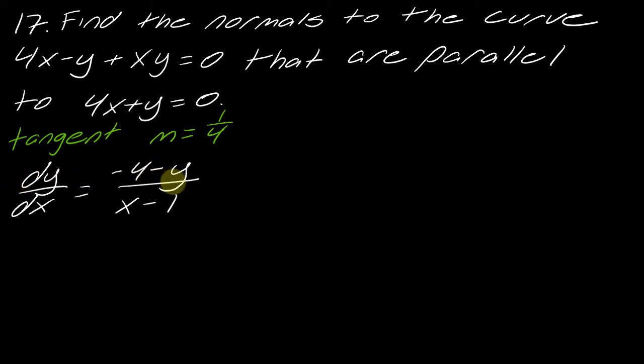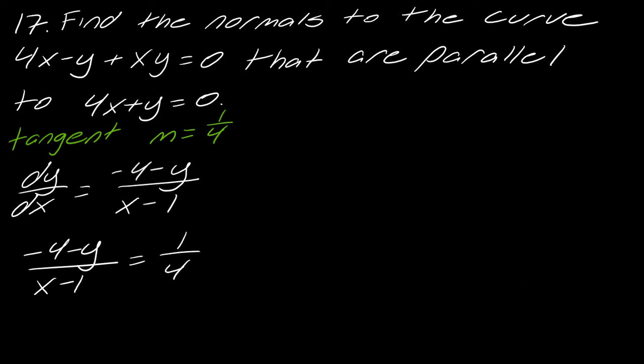Alrighty, so now I've got the slope that I want, and this is how I would find the slope at a point. So what I want to do to start is set these two things equal to one another. So I've got (-4 - y)/(x - 1). I want this to equal 1/4.